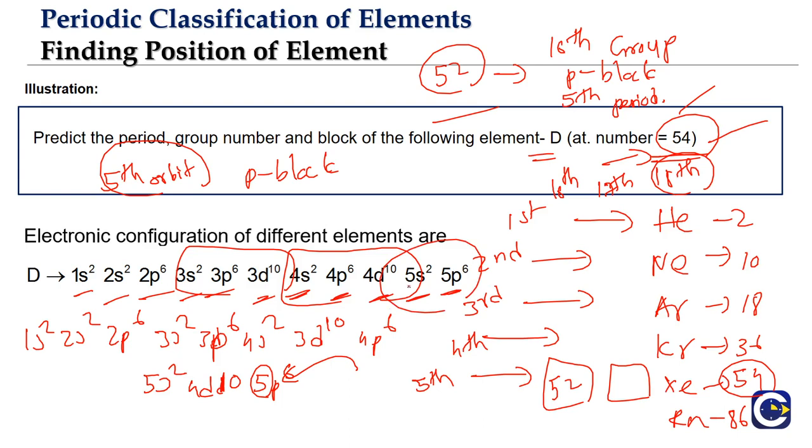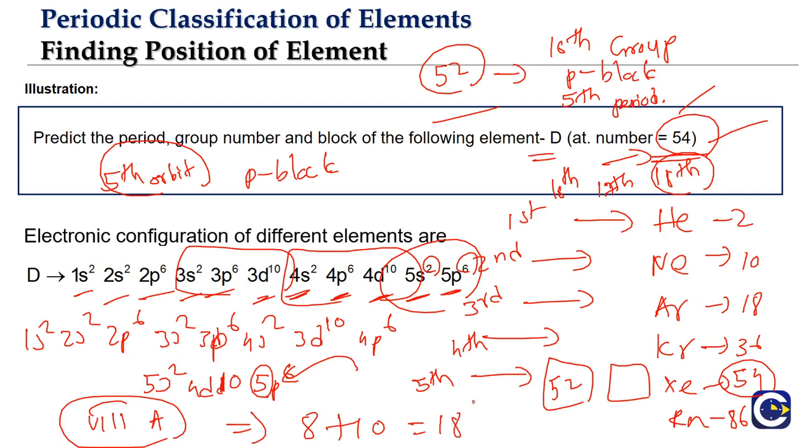We have to add the ns electrons and np electrons. 2 plus 6 is 8. Means in the old numbering system, it is an element in the 8A group. In the new numbering system, to this 8 we have to add another 10. That becomes the 18th group. Okay, so that is what we are able to see from our memorized numbers or values for the inert gas elements.